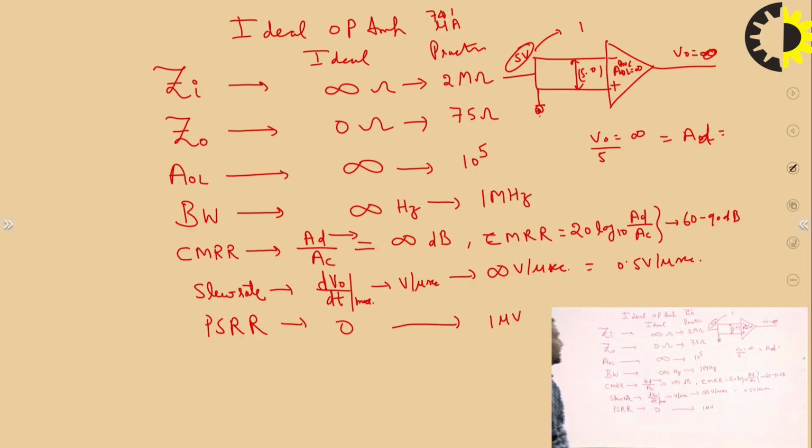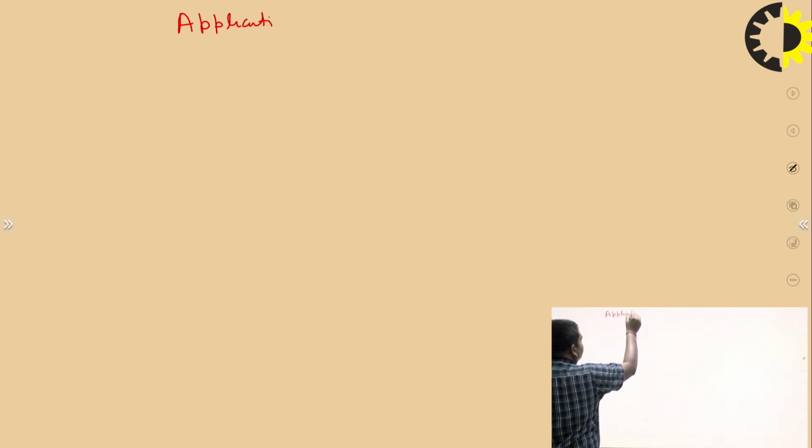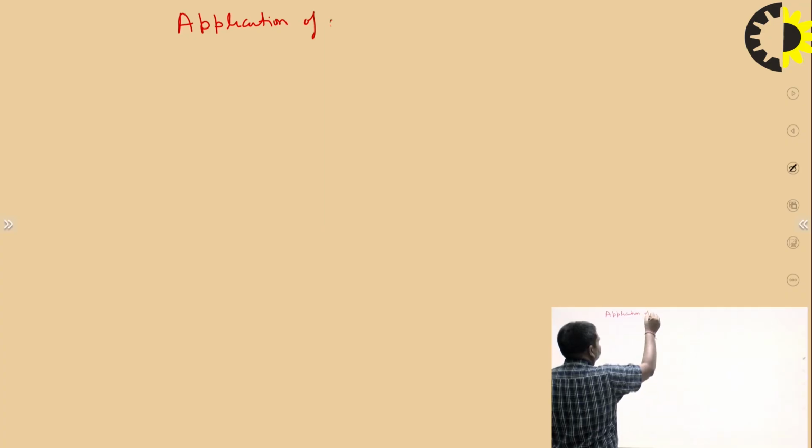So these are the ideal characteristics of any op-amp, and this is the Fairchild, and the practical characteristics of any op-amp we have to discuss here. Next is, what is the application of op-amp? Very, very important. What is the application of operational amplifier?